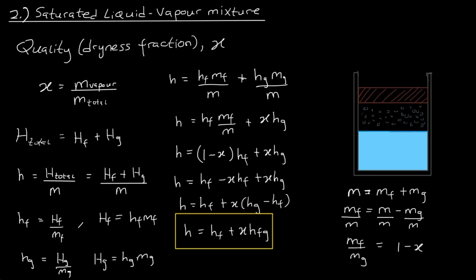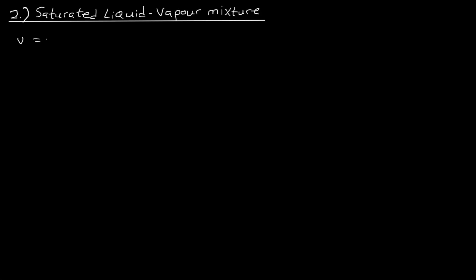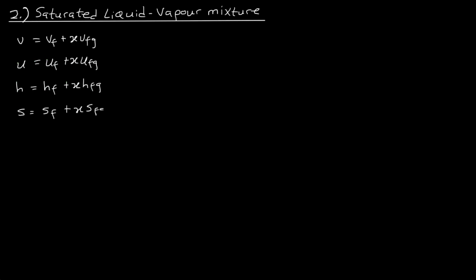And we're good to go. Also, this doesn't just apply to enthalpy. It applies to other properties: specific volume, specific internal energy, and specific entropy. So, v equals vf plus x vfg, u equals uf plus x ufg, h equals hf plus x hfg, and s equals sf plus x sfg.